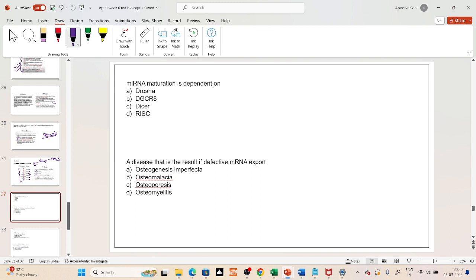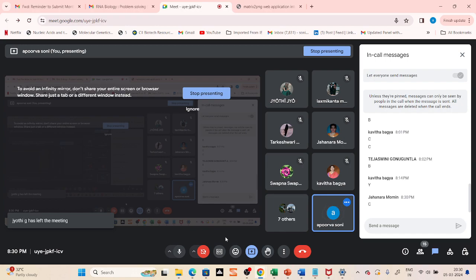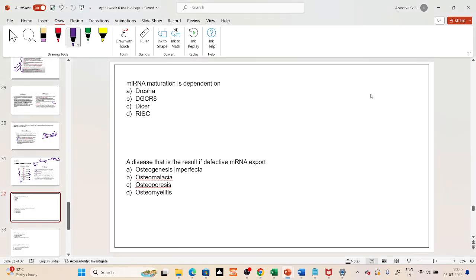miRNA maturation is dependent on DROSHA, DGCR8, Dicer or RISC. So what is the answer? I'll give you 1 minute to think. Let me see if others have also answered it. C. Yes. So the correct answer is Dicer.